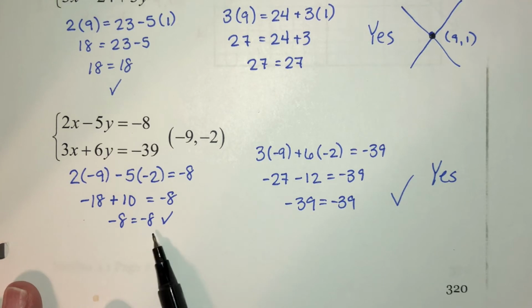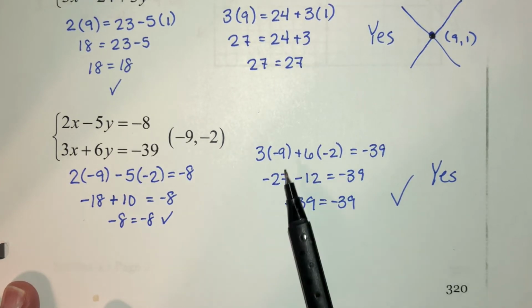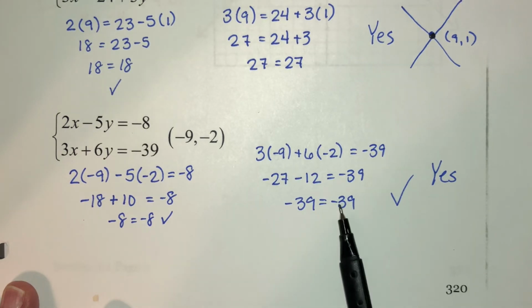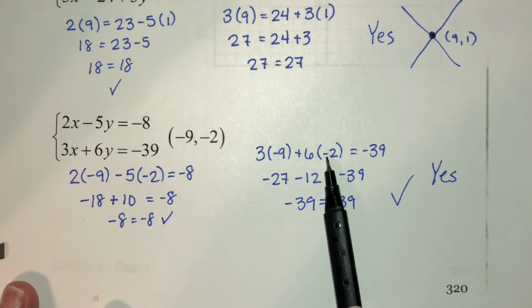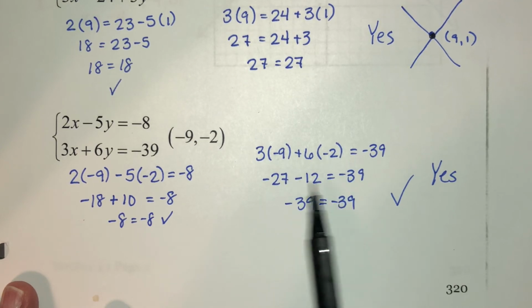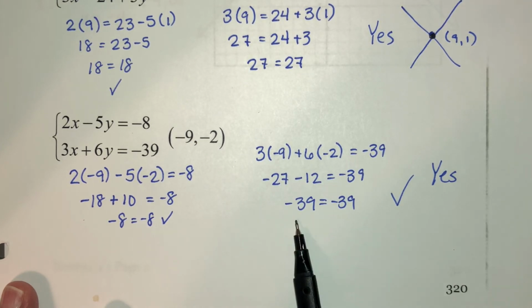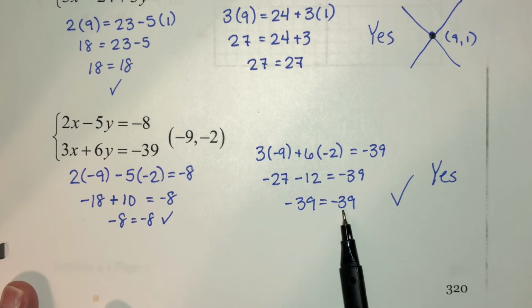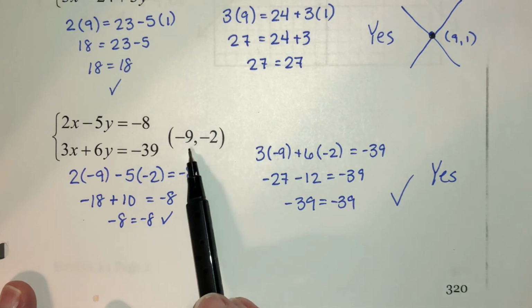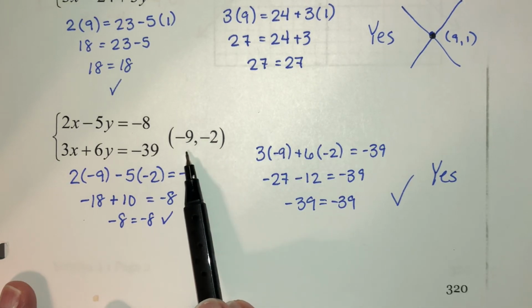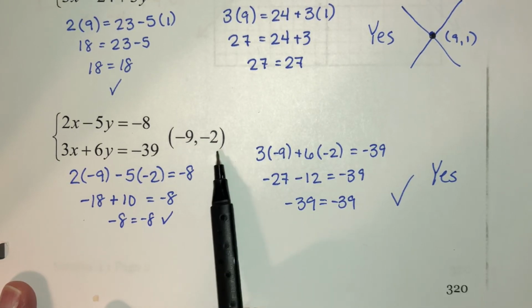Now you need to be really careful with your signs on these. I saw in your last test that there were quite a few issues with that. You have a calculator, make sure you're using it. For the second equation, we had to check both. Plugged in -9 for x, -2 for y. We did our arithmetic and we got -39 equals -39, which is also true. So this is a solution to the system. Our two lines would cross at precisely this point, -9, -2.